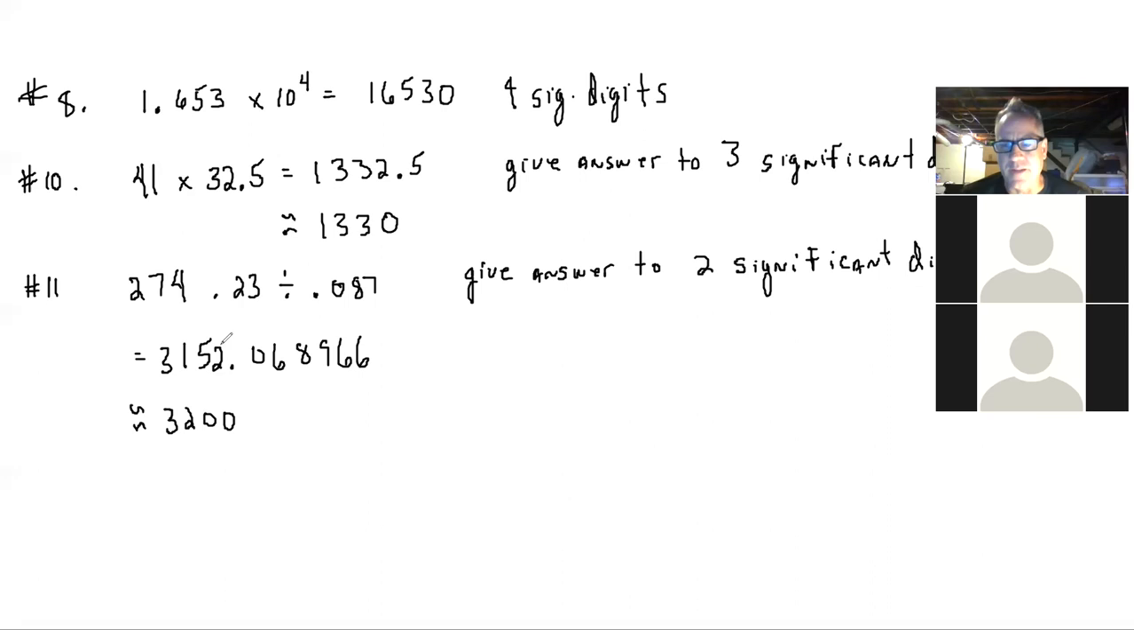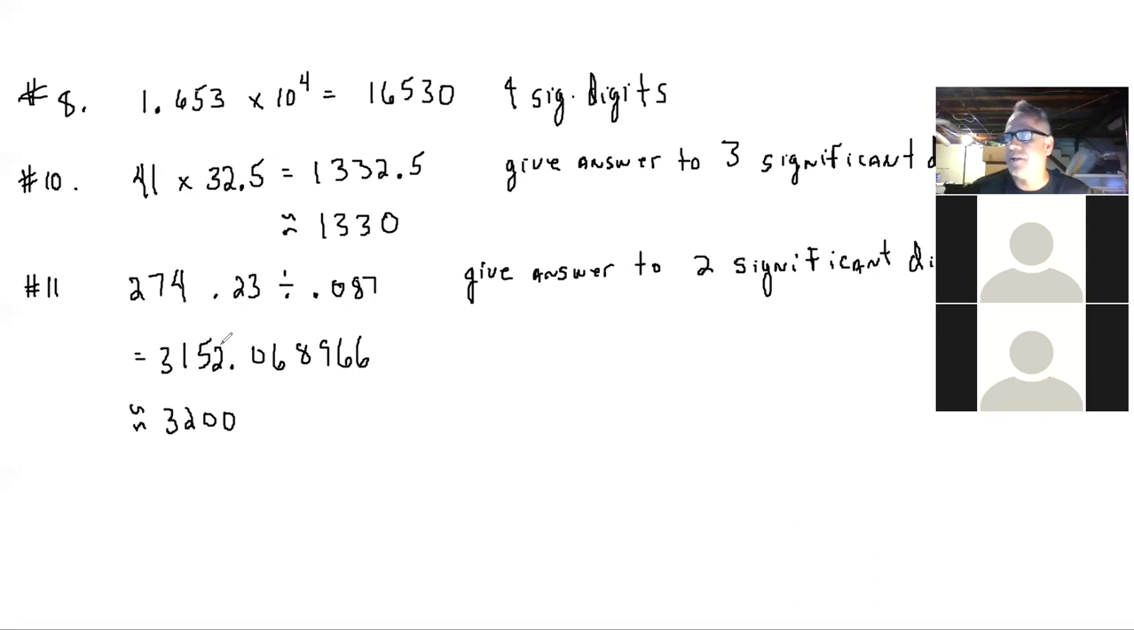So it's just being able to take a number and rewrite it with the specified number of significant digits. And really what we're getting at here is just understanding when is a digit significant and when is it not. And that takes a little practice.